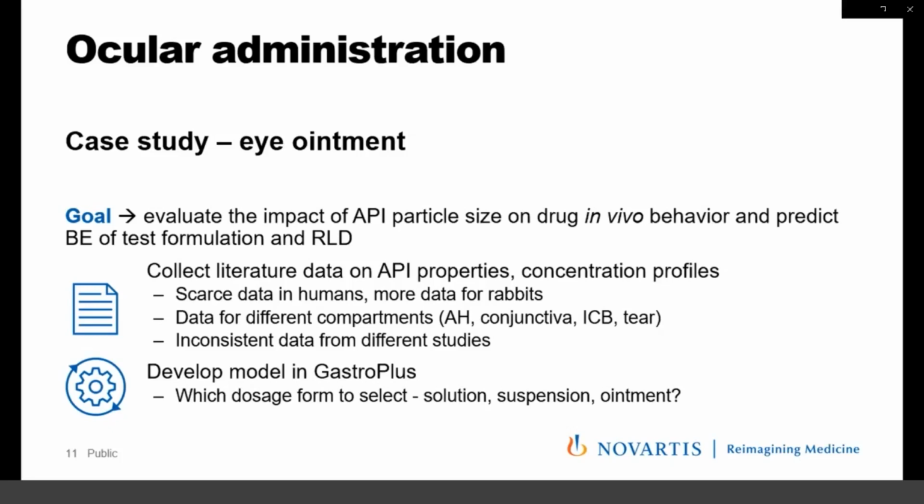Nevertheless, we tried to develop a model in GastroPlus. Again, we had to decide with which dosage form to proceed. As the formulation was an ointment, that would be an obvious selection.